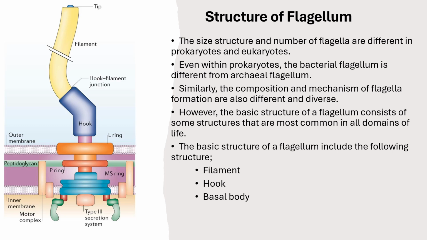Structure of flagellum. The size, structure and number of flagella are different in prokaryotes as well as eukaryotes. Even within the prokaryotes, the bacterial flagellum is different from the archaeal flagellum. Similarly, the composition as well as the mechanism of flagella formation are also different and diverse. However, the basic structure is mostly common in all domains of life, and includes three major structures: filament, hook and basal body.